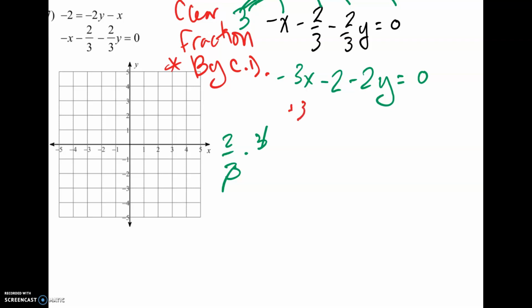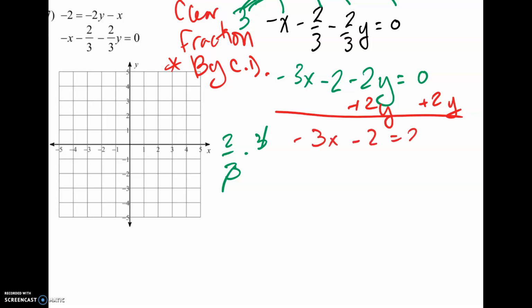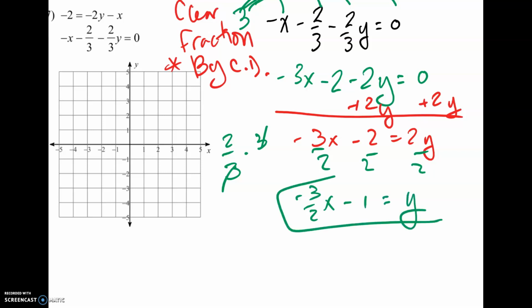Now I'm just going to walk through the rest of this. And also add, I guess it would have been smarter to just add the 2y over instead of doing 2 steps. All right, so I got negative 3x minus 2 equals 2y. Dividing everything by 2, I get negative 3/2 x minus 1 equals y.